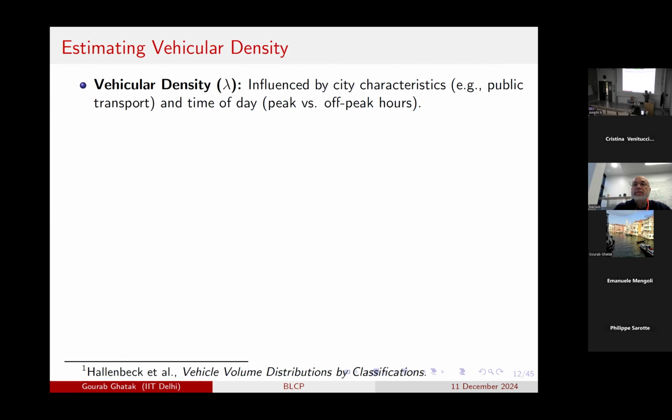Okay, so for the Cox model, we have emulated the streets, but now we need an intensity of base stations on the streets.